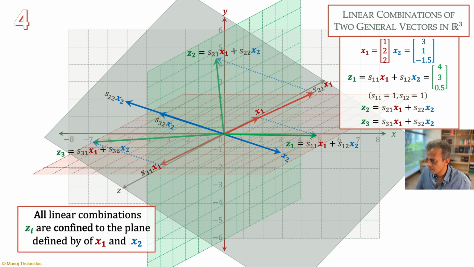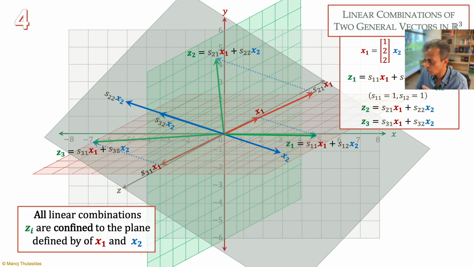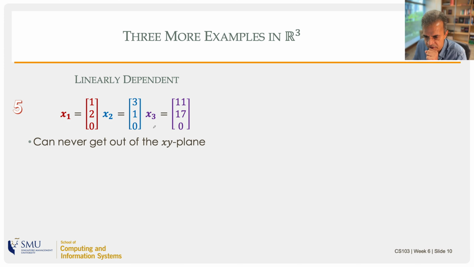Moving on, the bottom line here is that all linear combinations of x1 and x2 will lie on some plane, and it's the plane defined by x1 and x2 along with the origin. Just to continue with this a little bit, let's take 3 more examples in R3. This one, example number 5, you have 3 vectors, but look at the third vector, the purple one that we added. Can you see something special about it?